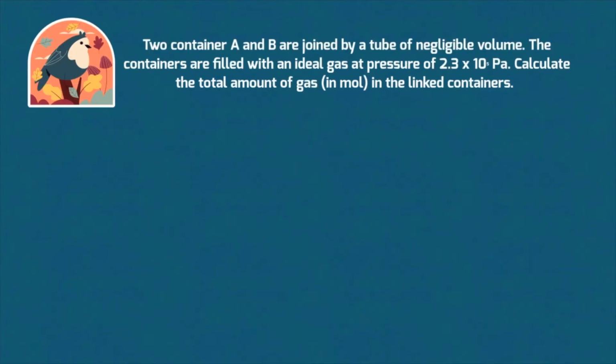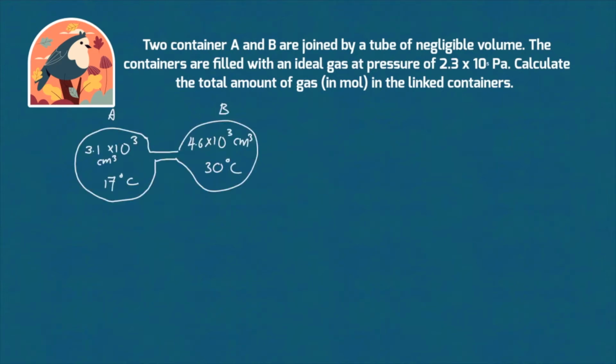Let's move on to question number 2. Two containers A and B are joined by a tube of negligible volume. The containers are filled with an ideal gas at a pressure of 2.3 times 10 to the power of 5 Pascal. Calculate the total amount of gas in mole in the linked container. Given to you in the question is this diagram as well. So how are you going to tackle this question?